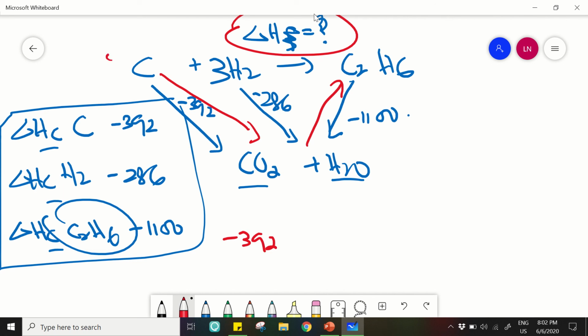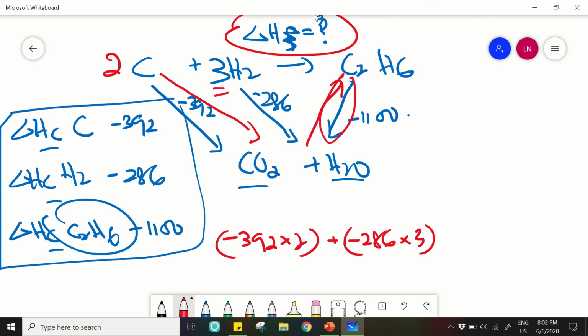Okay, negative 392. And then, sorry, I forgot to balance. So it's supposed to be 2. That's why I times 2. Okay, and then here is actually plus negative 286 times 3, because it's 3 here. And then what we're going to do, against the arrow again, you see that? Against the arrow, so it's negative minus, is plus 1100, because against the arrow means the arrow will change to positive. So this is the calculation.